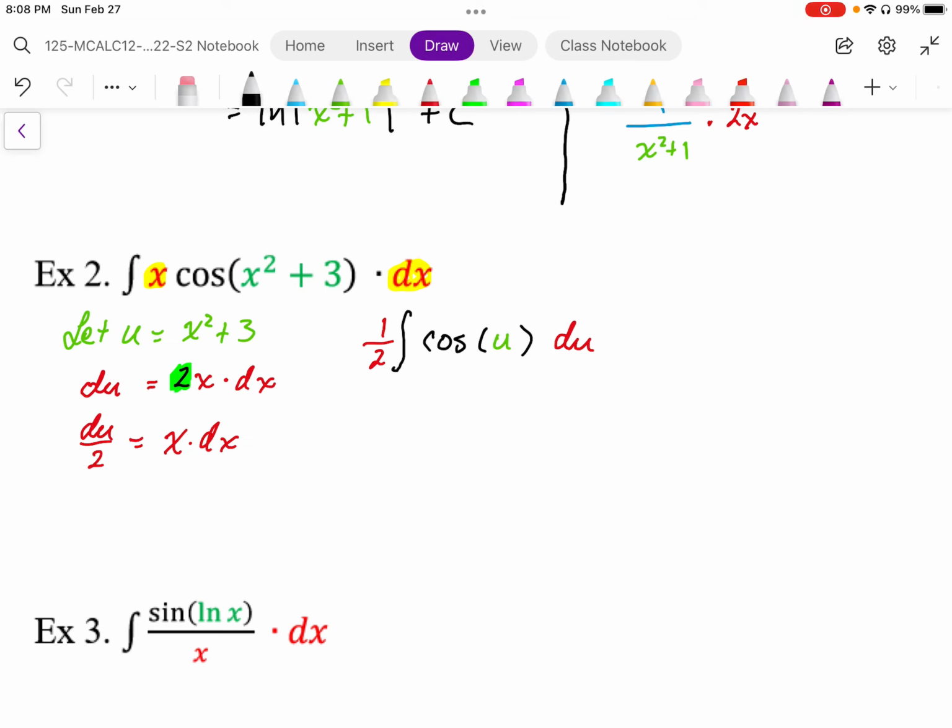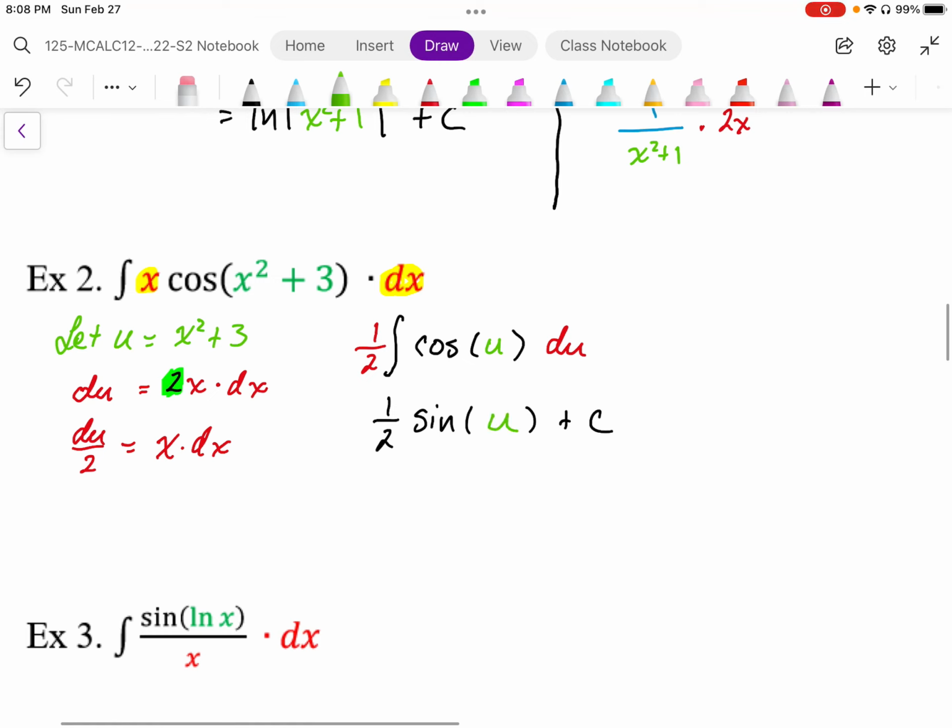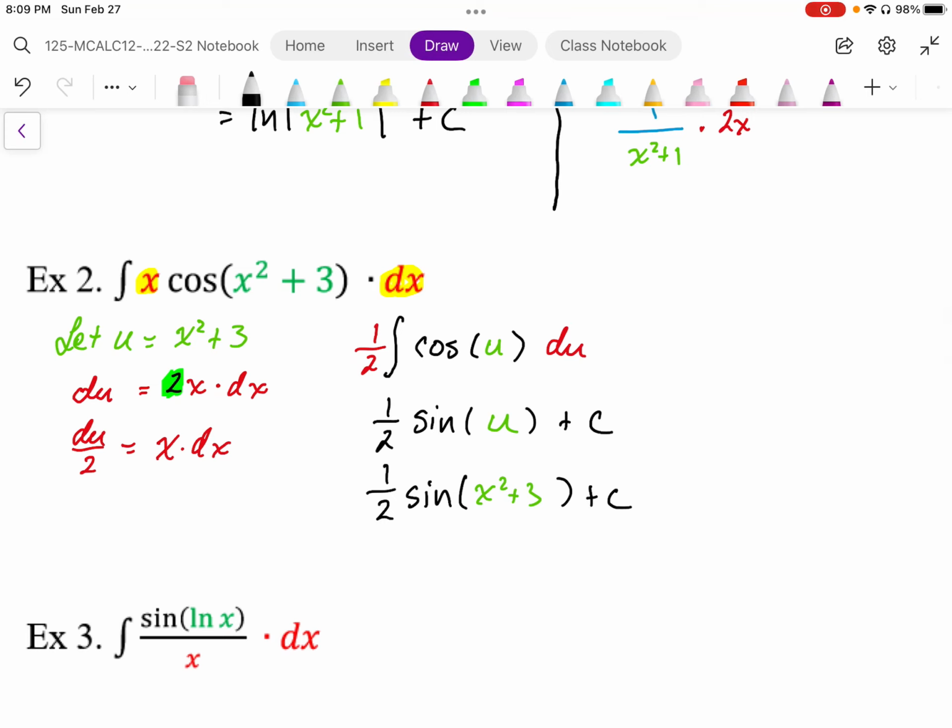So anti-differentiating this, well, the antiderivative of cos is going to be sine. And I did this in terms of u. Now again, I don't really want u in my answer. I'm going to replace then the u with my x squared plus 3. Okay, so there it is. There's my antiderivative of that original expression.